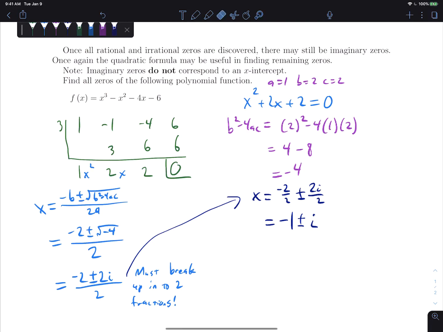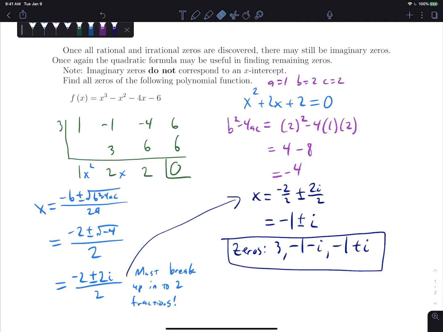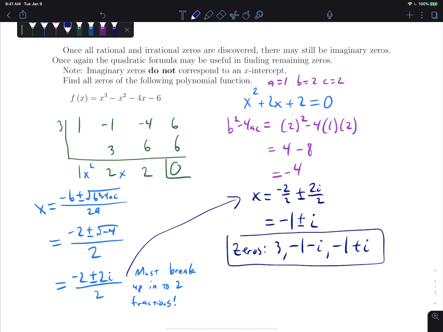That means that the zeros of this function are the following. We have 3, and then negative 1 minus i, and negative 1 plus i. Now, if you're wondering which one should go first in numerical order, well, you should keep wondering that because it doesn't work. Unfortunately, once you get into non-real complex solutions, there's no such thing as one thing being larger than the other. It's kind of weird, I know, but the idea of numerical order kind of goes out the window at that point. So just write them in whatever order you want.